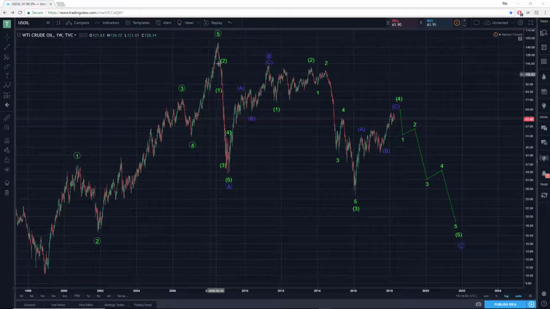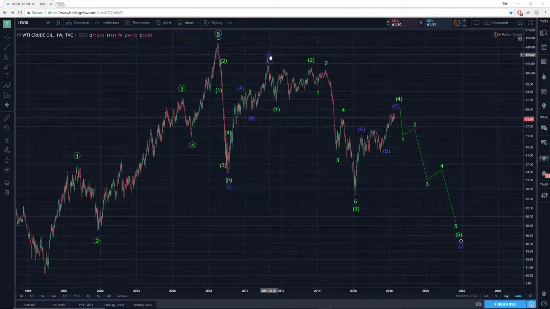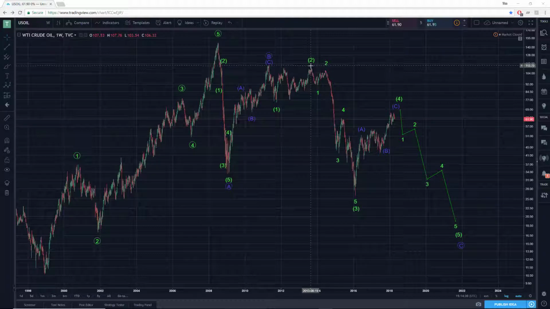That completed this five-wave sequence up from 98, 99. And then we had a 1, 2, 3, 4, 5 down for what I'm labeling as a larger degree wave A, and that was the 2008 to 2009 crash. Then we had a corrective rally up in an A, B, C for a larger degree wave B, and that was the peak in 2011. And then we had a 1 down, and then an A, B, C, 2 up, okay.